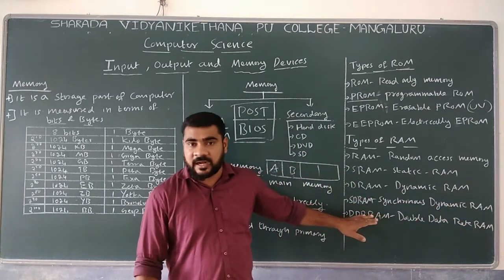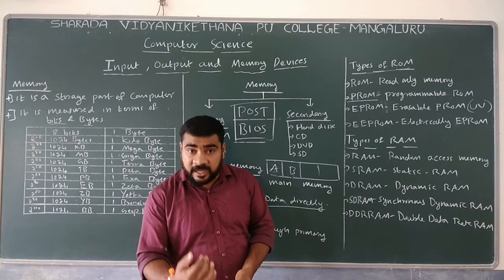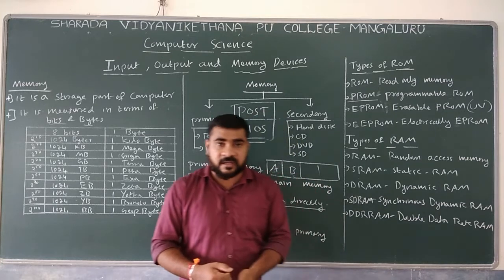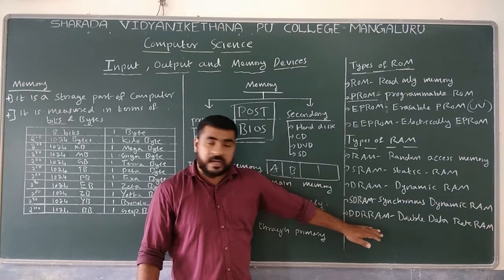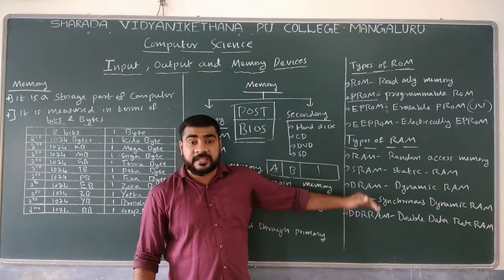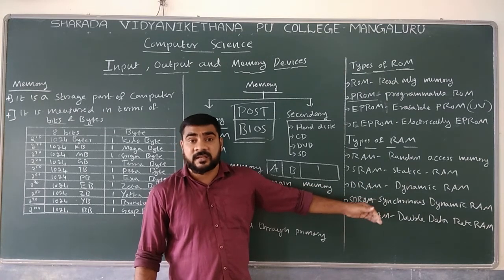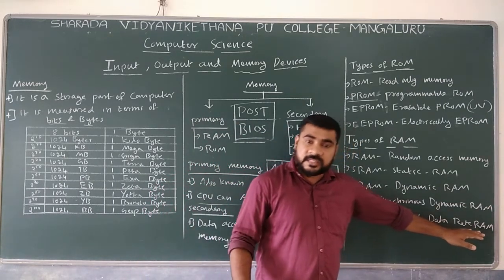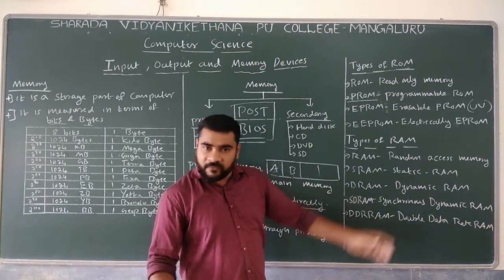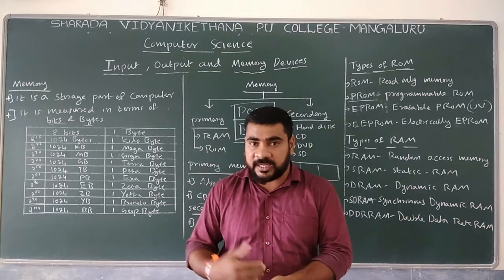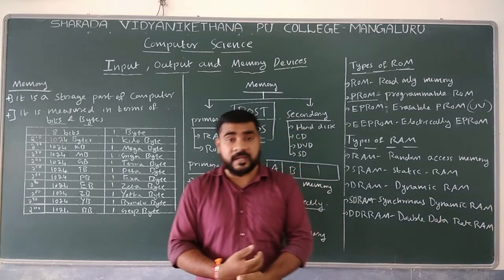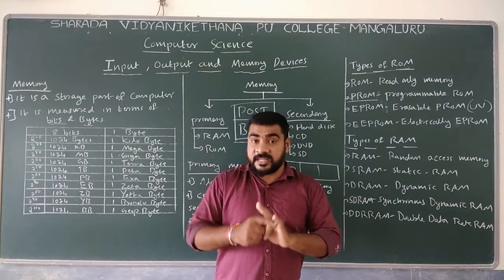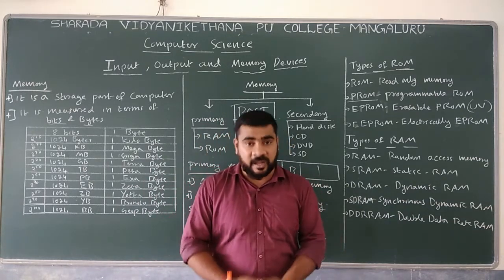And the last one is DDR. DDR means double data rate. As the name indicates, the data writing speed and data fetching speed is double that of SDRAM, which is known as synchronous dynamic RAM. Double data rate RAM: the speed is double of SDRAM. Nowadays we are using DDR1, DDR2, DDR3 like that. DDR4 also we are using nowadays. So these are the different types of RAM device: RAM, SRAM, DRAM, SDRAM, and the last one is DDR RAM.